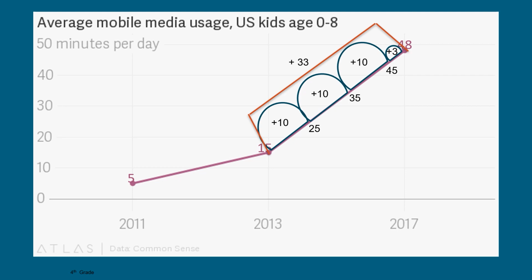First, I counted by tens from 15. 25, 35, 45. I know I can't count another 10 because I would go over. I counted by tens 3 times, so that's 30. Then I added 3 to go to 48. The increase was by 33 minutes per day.